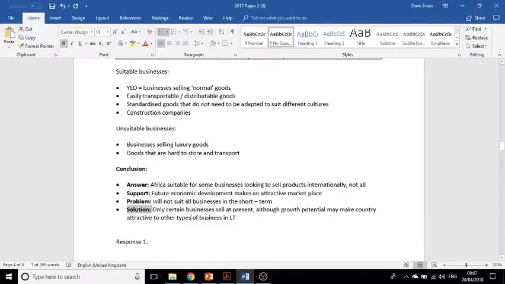So the solution to that problem is that only certain businesses should try and sell in Africa at present, although in the future the growth potential might make the country suitable to businesses selling luxury goods in the long term. So Bentley, Prada, those sort of brands might see future long-term growth in Africa. Now, that's my answer to the question.